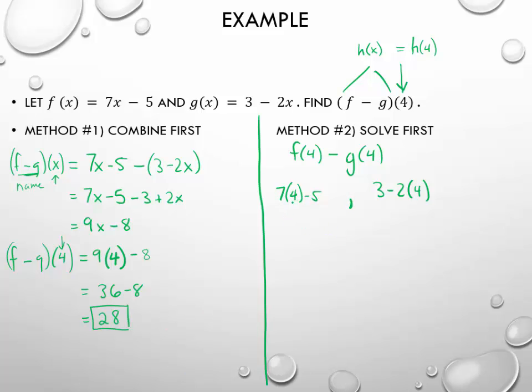So that is 28 minus 5. That is 23. Minus. And this one looks like 8 minus 3. That is negative 5. So 23 minus negative 5 is 28. What do you know? Same answer.